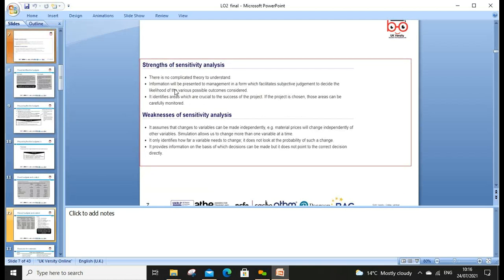So there is no complicated theory. Information will be presented to manage the firms.